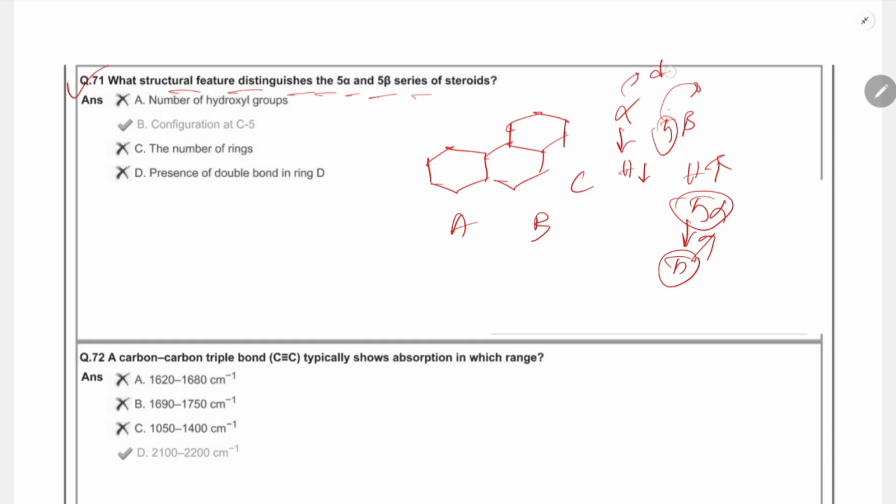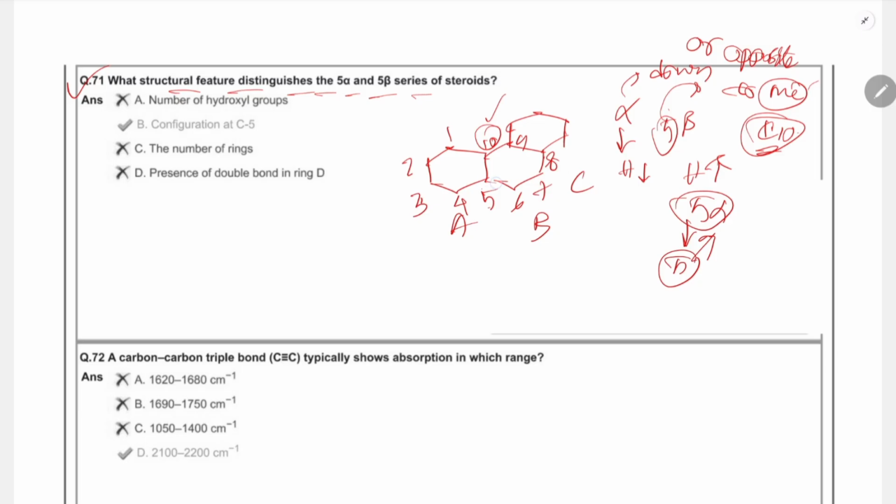So alpha means down or opposite to any substituent, to any methyl group or any substituent at the C10 position. If it is C5, then this is the C10 position. In the steroid, the numbering is 1, 2, 3, 4, 5, 6, 7, 8, 9, 10. With respect to the 10 position, if the methyl is present at the 10 position, the alpha will be opposite to it and beta is cis to it. Let's see, number of hydroxyl groups, no.